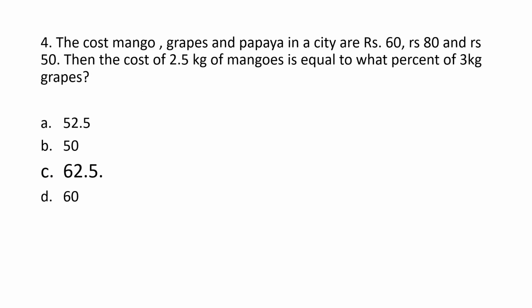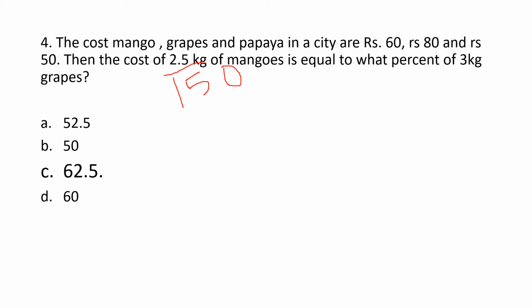Proceeding to our next question, the fourth question. The question gives the cost of mango, grapes, banana, and papaya in a city, three different fruits' costs. And then the cost of 2.5 kgs of mangoes equals what percent of 3 kgs of grapes. I think this is easy. For 2.5 kg of mangoes, what will be the cost? For 1 kg, 60 rupees. So for 2.5 kg, the cost will be 150.